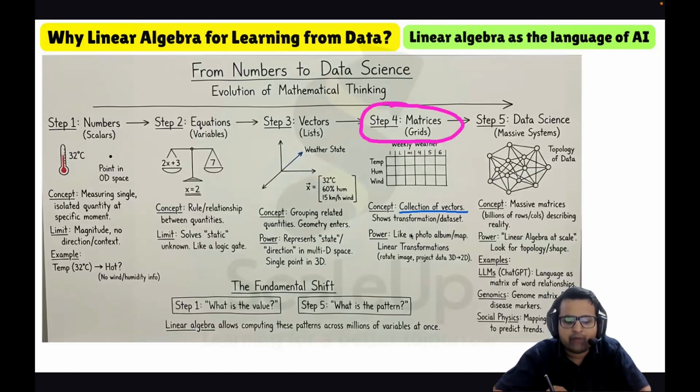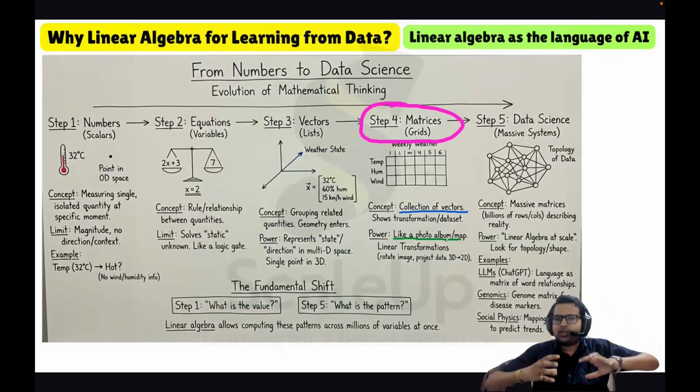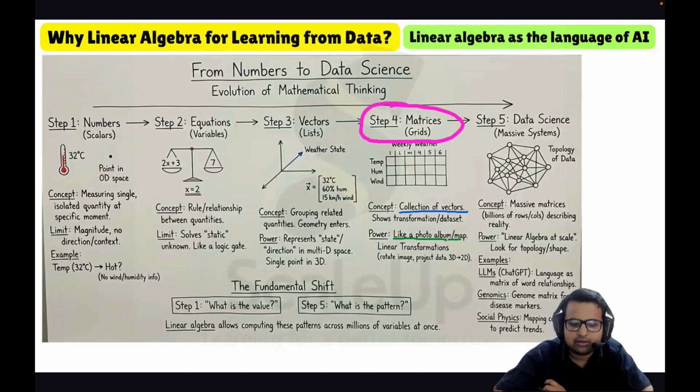Now, if we talk about the power of a matrix, what advantage do we get? If a vector is a snapshot, a matrix is a photo album or a map. If we collect all those snapshots, the collection will be a photo album, and that is what a matrix is. It allows us to perform linear transformations, such as rotating an image or projecting data from 3D down to 2D.